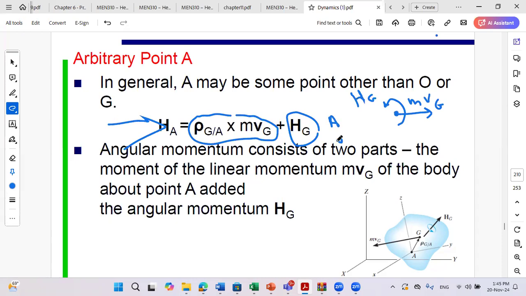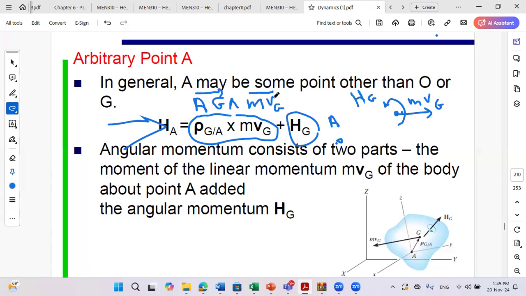From statics, you know that if I displace a vector from one point to the other, I should consider its moment about this point. So the general formula for arbitrary point A is H_A = AG (vector AG, relative position of G to A) cross m v_G. This term represents the moment of vector mv_G about A, plus H_G, which is a free vector, so I should account for it when I consider the angular momentum at point A. So it's exactly the same result we have developed before in 2D analysis.